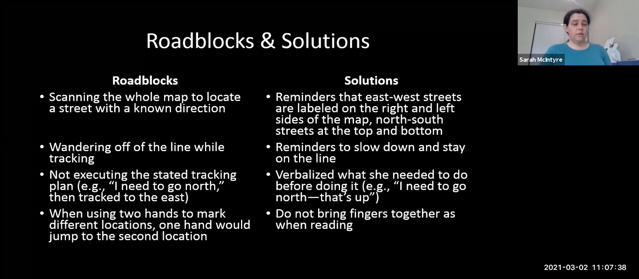And then the other thing was using two hands to mark different locations. One hand would jump to the second location. So if she was trying to mark two different intersections, she would get one, but then when she got to the other one, she would automatically bring her fingers together, which I realized was a Braille skill. And so as soon as I told her, you're using your hands separately, you're not going to bring them together, that actually stopped. So next slide, please.